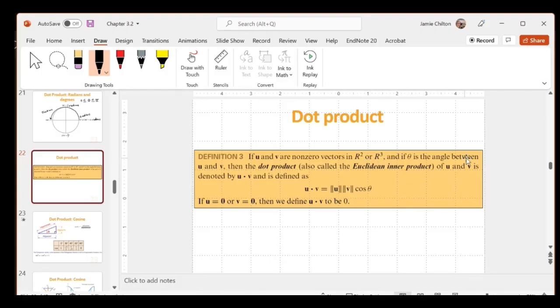And if theta is the angle between u and v, then the dot product of u and v is going to be denoted by u dot v. So here you're going to want to pay attention to this little notation, a little dot there, hence dot product. That dot product of your 2 vectors is going to be the norm of u times the norm of v times cosine theta. And if either u or v is equal to 0, then that dot product is also going to be 0. I think that's probably obvious to most.